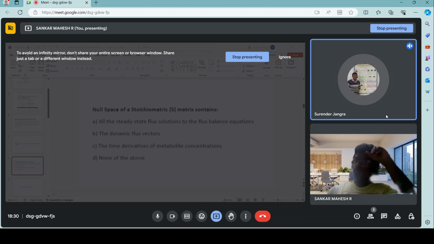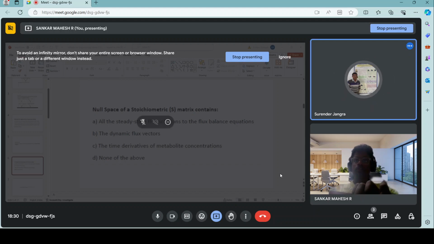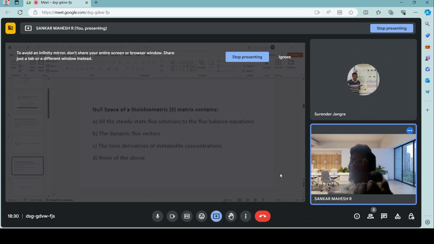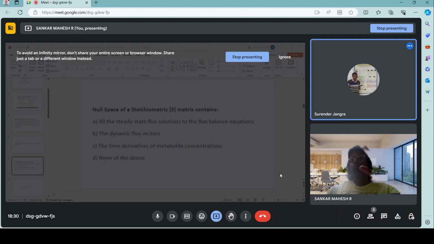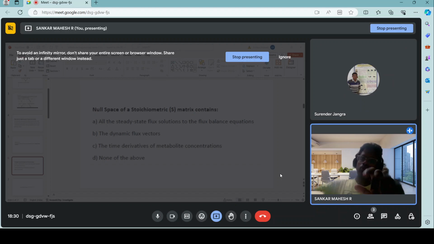So in this, actually, I have one query also. Yeah, sure. How to calculate the null space? Null space is nothing but equating it to zero. That is the null space. So you have two different matrices. One is your stoichiometric matrix, or the S matrix, that gives you information about what metabolite participates in what reaction in how many stoichiometric units. That is what your stoichiometric matrix defines.